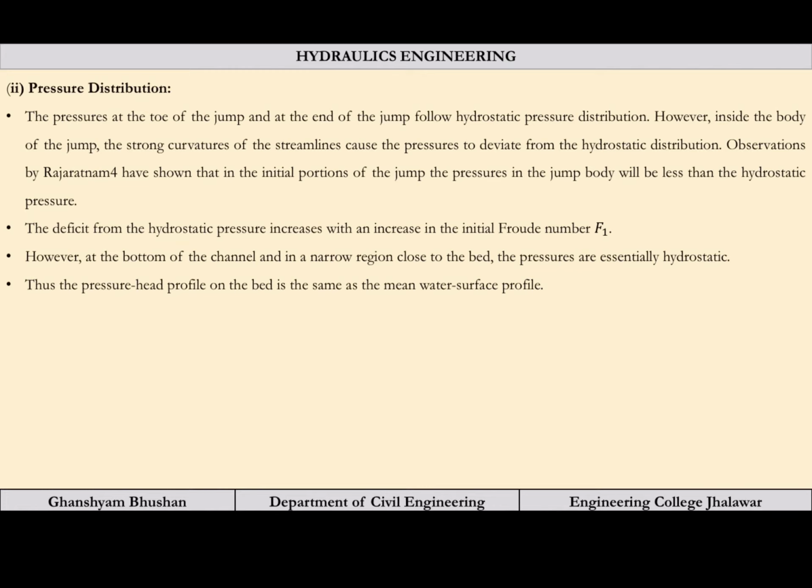This is his observation based on his experiments. The deficit from the hydrostatic pressure increases with an increase of the initial Froude number F1. So if F1 is very high, the difference from the hydrostatic pressure will be greater. However, at the bottom of the channel and in a narrow region close to the bed, the pressures are essentially hydrostatic. Thus, the pressure head profile on the bed is the same as the mean water surface profile. So we can take the mean of the elevation and draw the hydrostatic variation inside the jump.